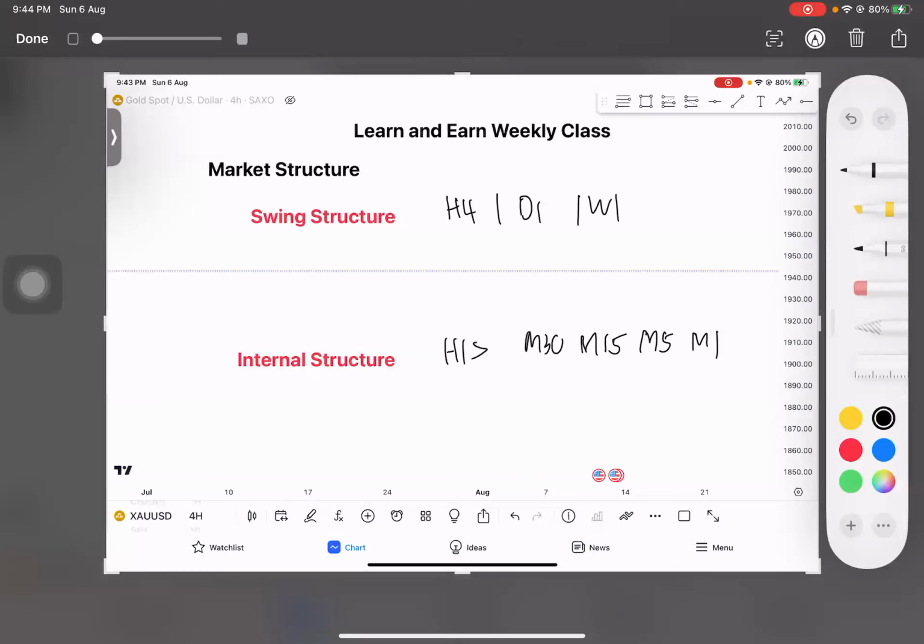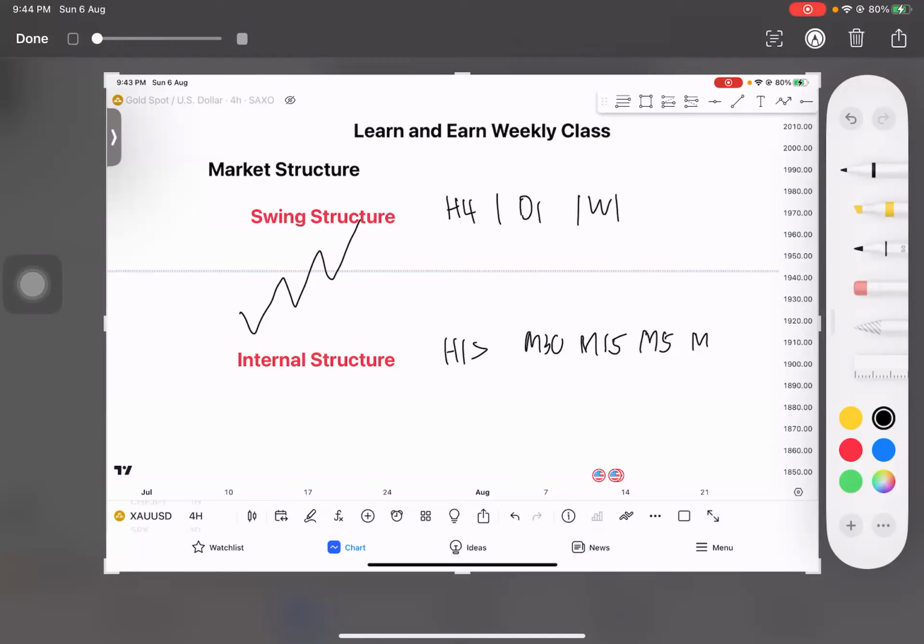So the swing structure actually is a large range which contains the price. Once the price is broken, it's called a break of structure. For example, the swing structure should be something like this. Okay, this is the swing structure. Whenever the price has been broken, it's called a break of structure.